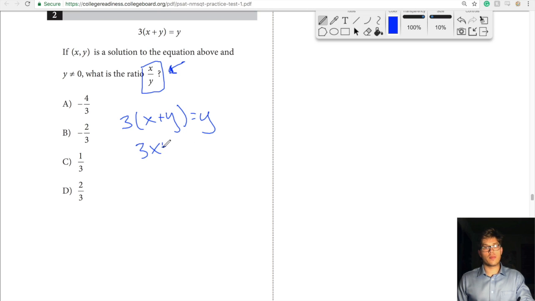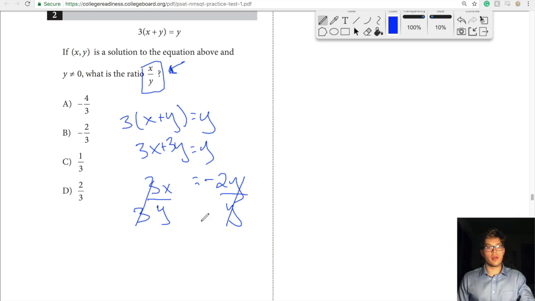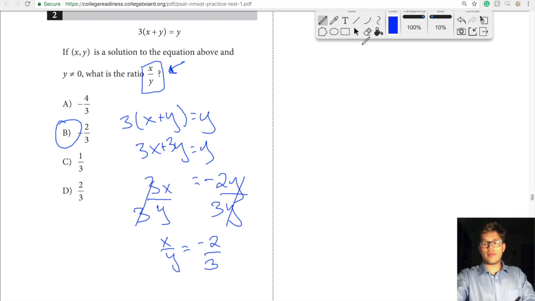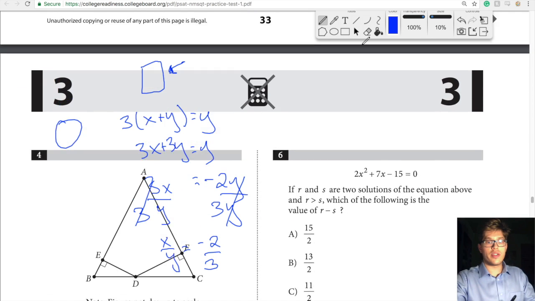So we have 3x plus 3y equals y. Subtract the 3y from both sides to get 3x equals negative 2y. Now let's solve for x over y. Let's divide both sides by y. These cancel. Now let's divide both sides by 3. And we get x over y equals negative 2/3. So negative 2/3 is our answer here. Very good. Continue on.